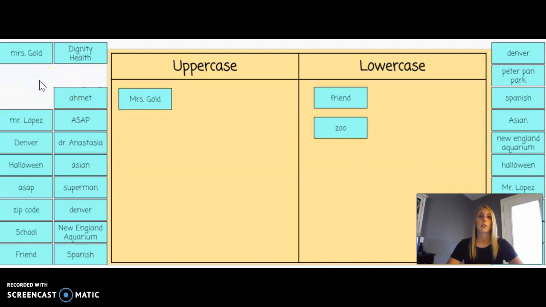Again, the words that are incorrect, leave them off to the side. You are only dragging the words that have the correct capital or lowercase letter. You need to finish the rest.